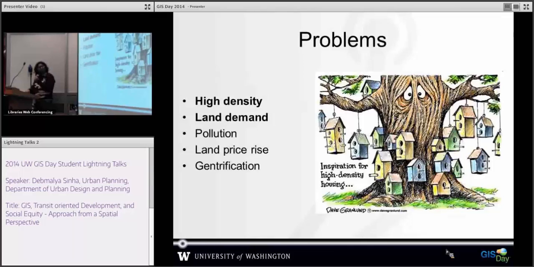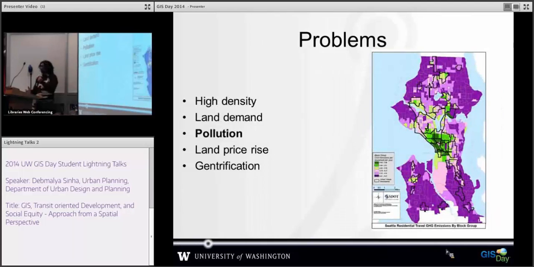So where does the problem come? The first problem is high density, because some urban areas are already dense, so people complain that with more density the living condition will decrease. Also there is steep competition between the different facilities for land demand. Pollution is a major concern.